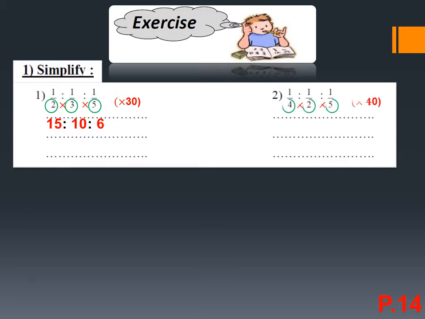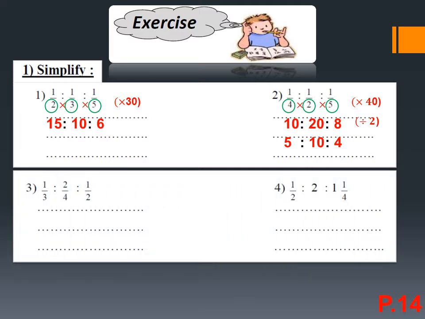Circle the three denominators, multiply all of them together, it equals 40. Multiply each fraction by 40 to get 10 to 20 to 8. All of them even, divide all of them by 2. 10 divided by 2 equals 5, 20 divided by 2 equals 10, 8 divided by 2 equals 4, and this is the simplest form.